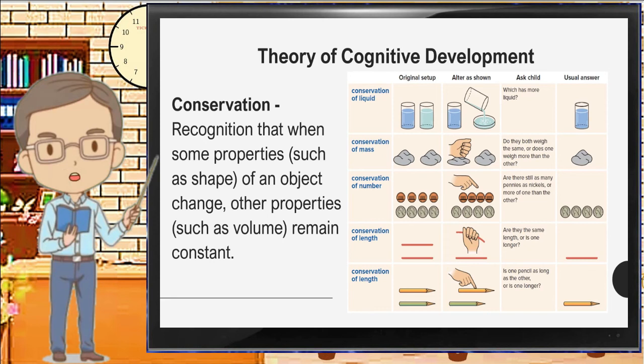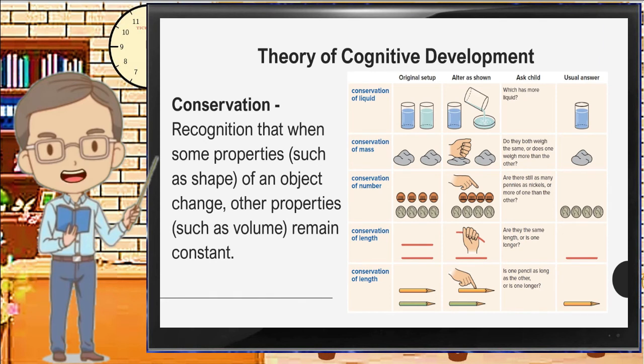So in layman's terms, here's one example. If we change the shape of the object, you still know that its volume remains the same. Okay? So let's take a look at this example. First, let's take a look at conservation of liquid.